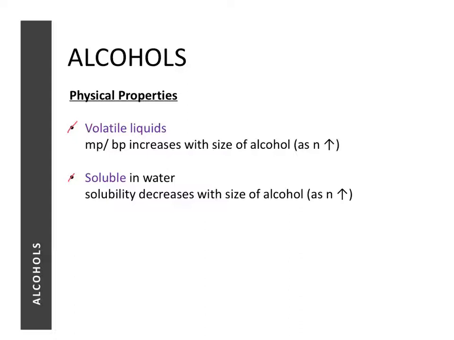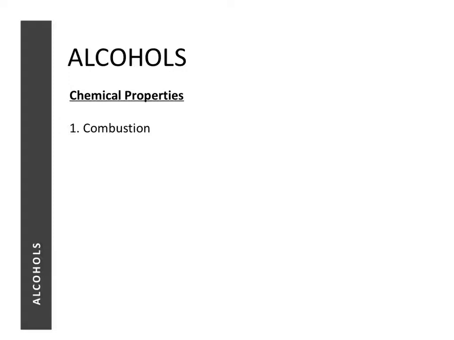Now we will look at the chemical properties of alcohols, meaning the types of reactions that it can undergo. As mentioned, any organic compound, be it an alkane, alkene, alcohol, or carboxylic acid, can undergo combustion. Combustion means a reaction with oxygen. The same rules apply. Complete combustion would give you carbon dioxide and water, and incomplete combustion most of the time would give you carbon monoxide and water.